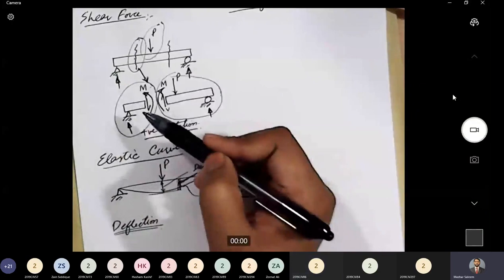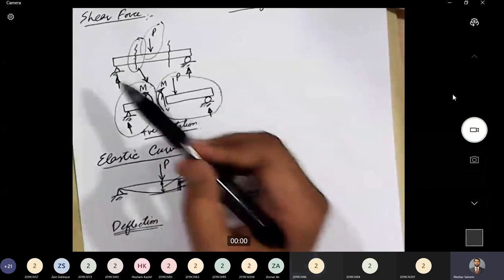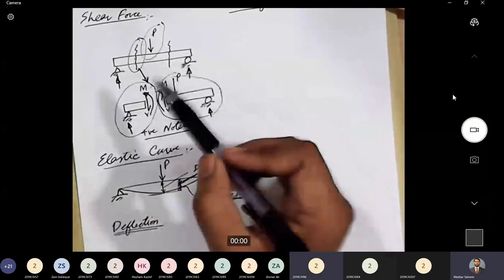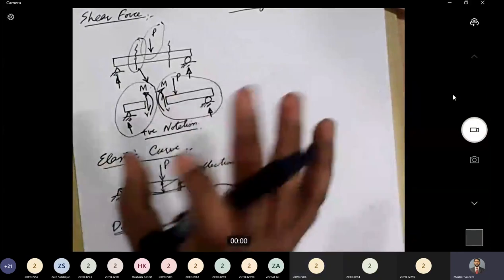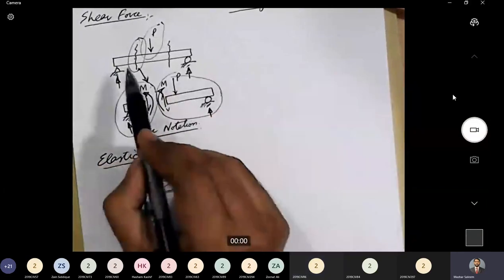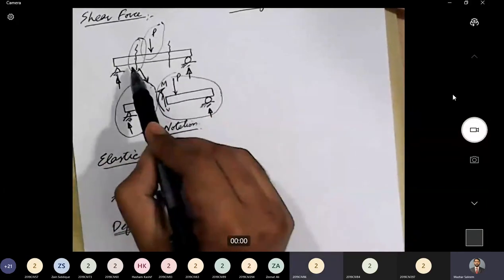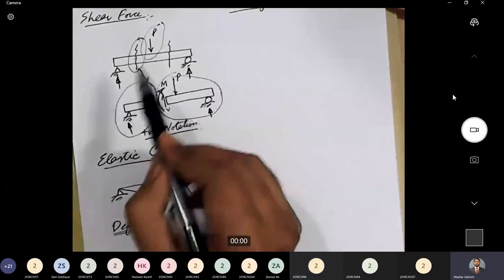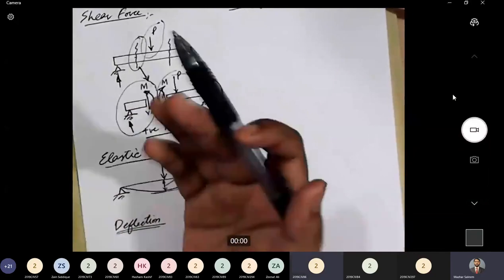I will just explain in a short while how to decide how many sections should be considered. If you are asked to draw a shear force diagram and bending moment diagram for the entire beam, you will have to cut several sections. And we will learn how to decide that.